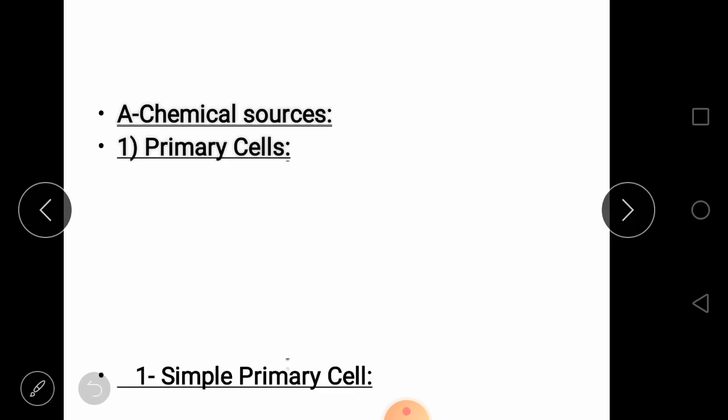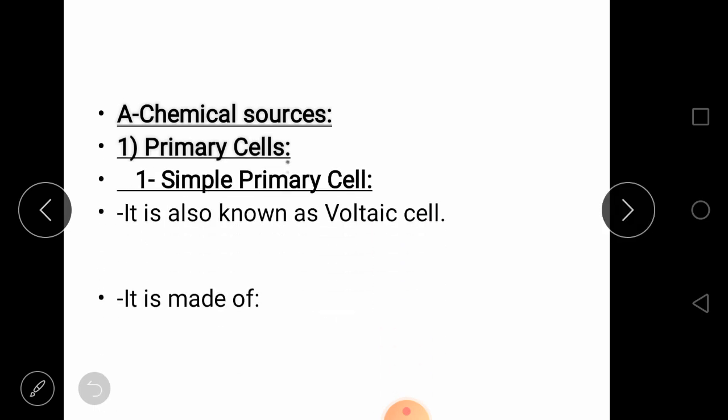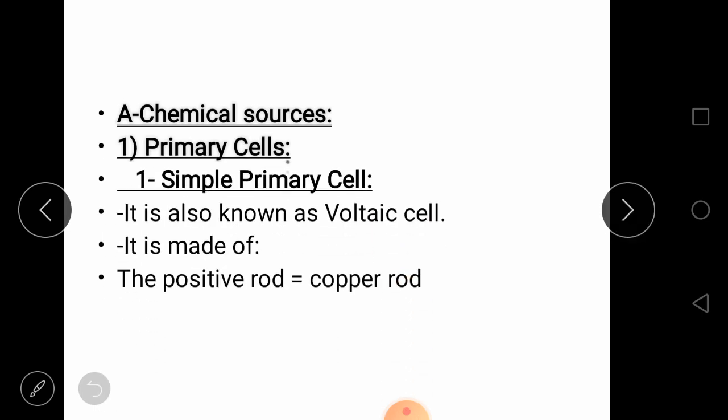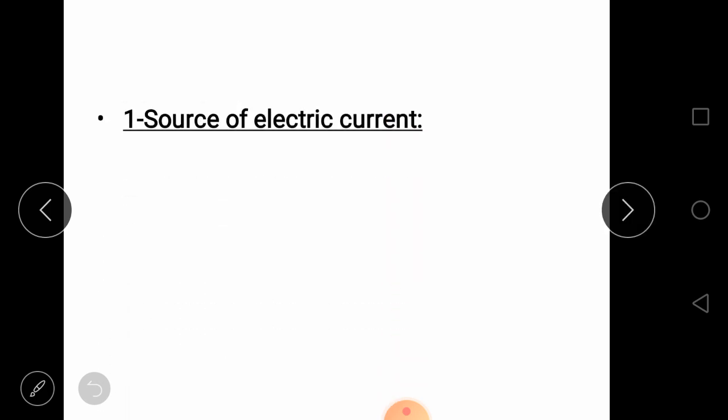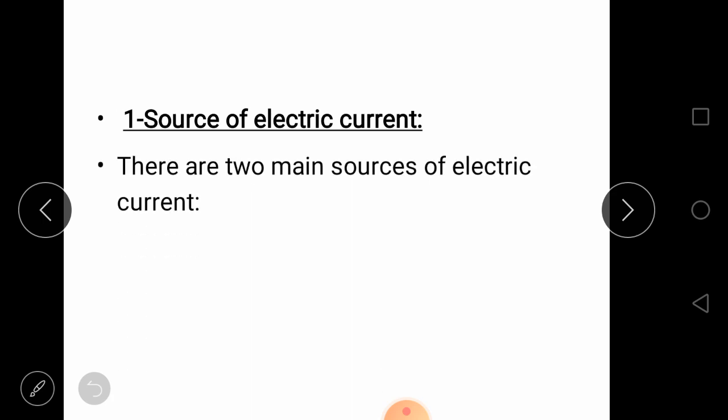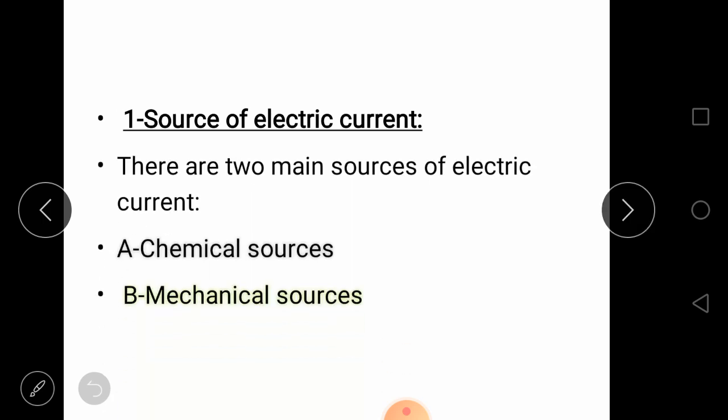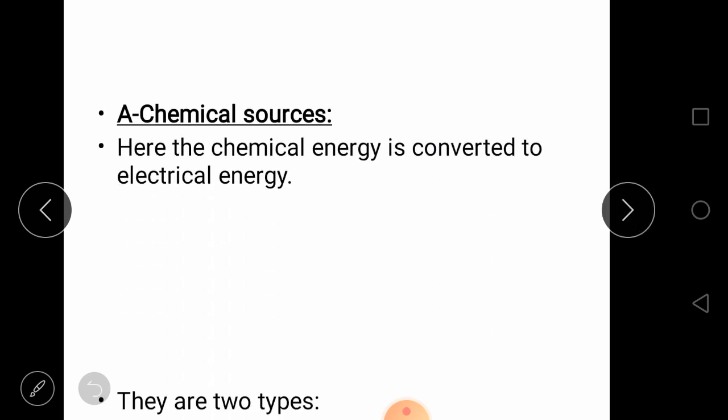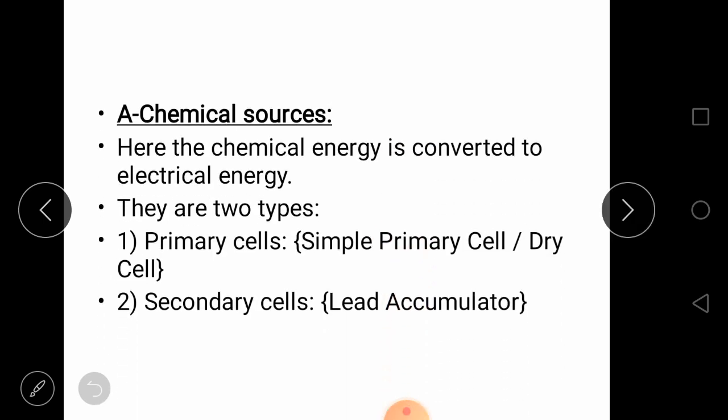Here we have the mechanical sources. Here they generate electricity from chemical reactions. Here we have the primary cell and the secondary cell. The simple primary cell is made of a positive rod of copper and a negative rod of zinc. The sources of electric current: chemical sources and mechanical sources. Here this is repeated. The dry cell, the simple primary cell.